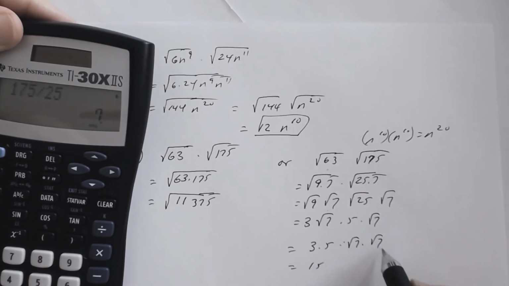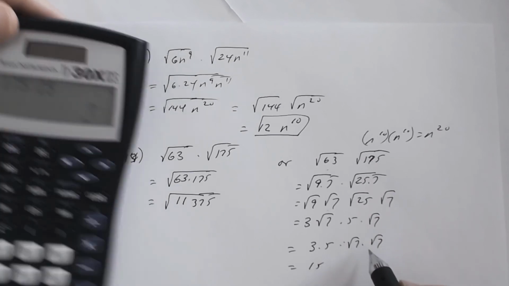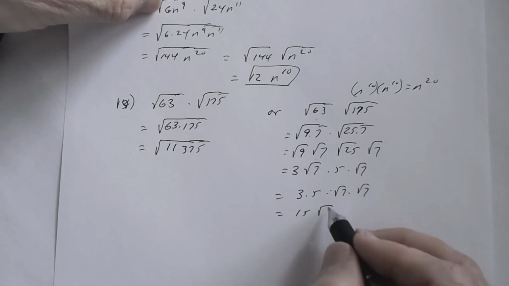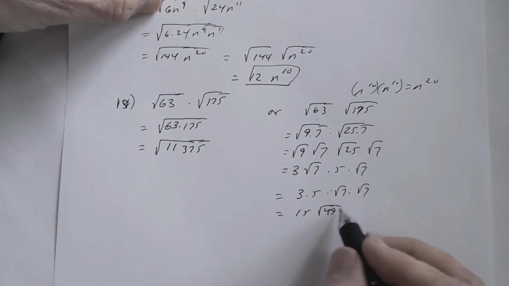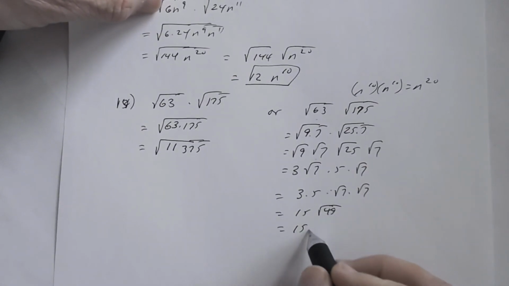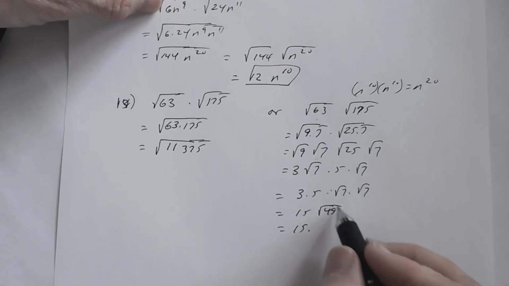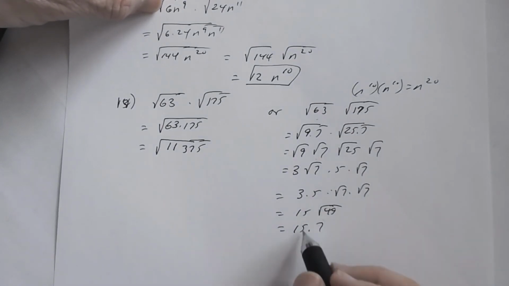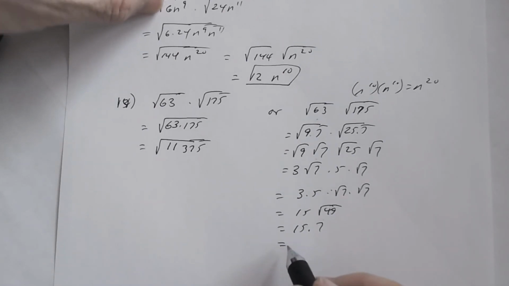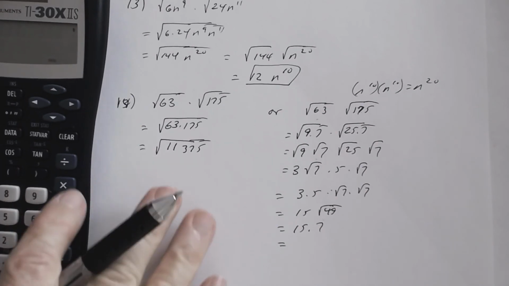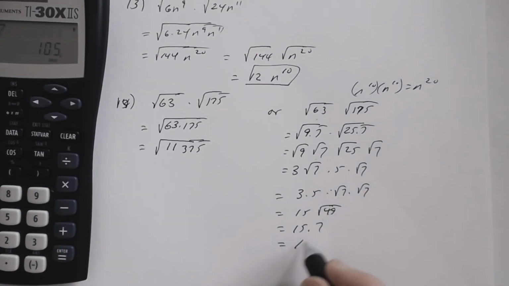And then now using the product rule, I can write this as one square root. 7 times 7 is 49. Correct? 7 times 7 is 49. And so I get 15 times the square root of 49, which is 7. And then notice I don't have any square roots left. So when I multiply that out, 15 times 7, I get 105.